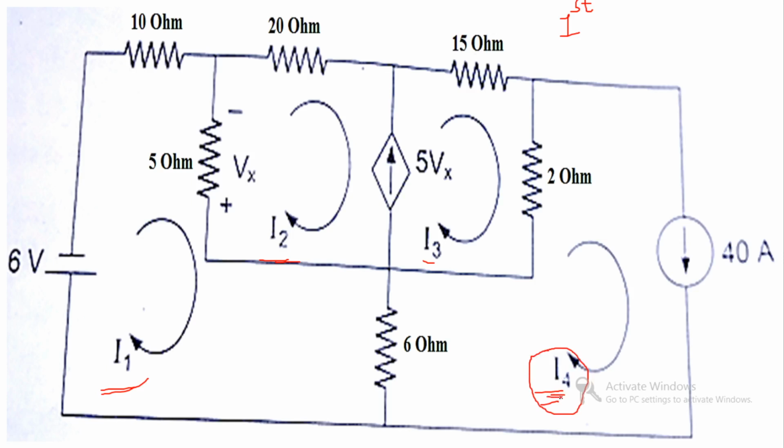the loop current. Clear? And in the loop of I4 there is a current source with a value of 40 ampere. So we can say that I4 flows in this loop in this direction, and I4 also flows through this 40 ampere source. So I4 and this 40 ampere source are the same, and the direction of I4 and this current source is also the same. So I can say that the value of I4 is equal to 40 ampere.